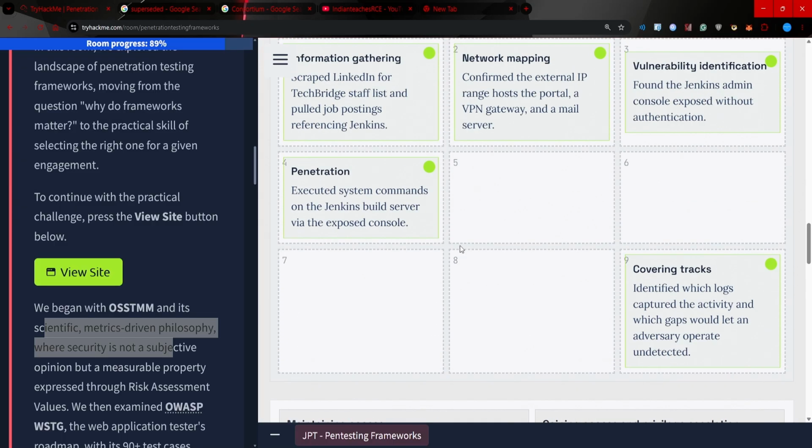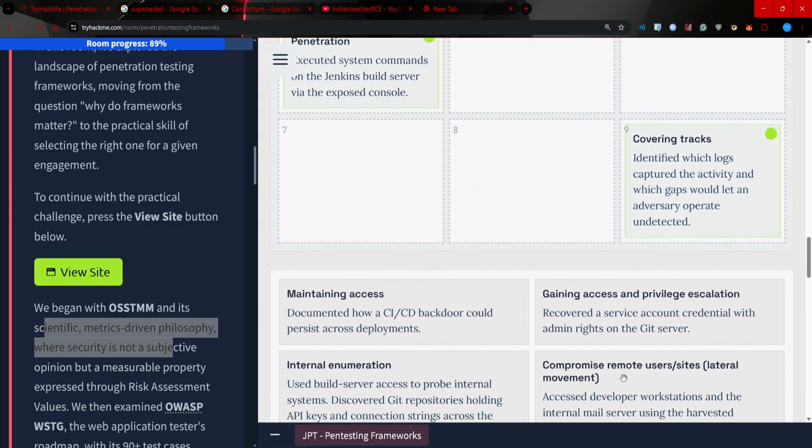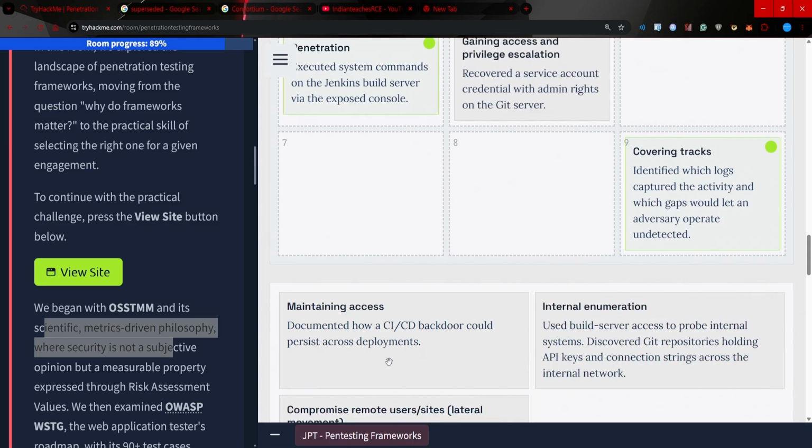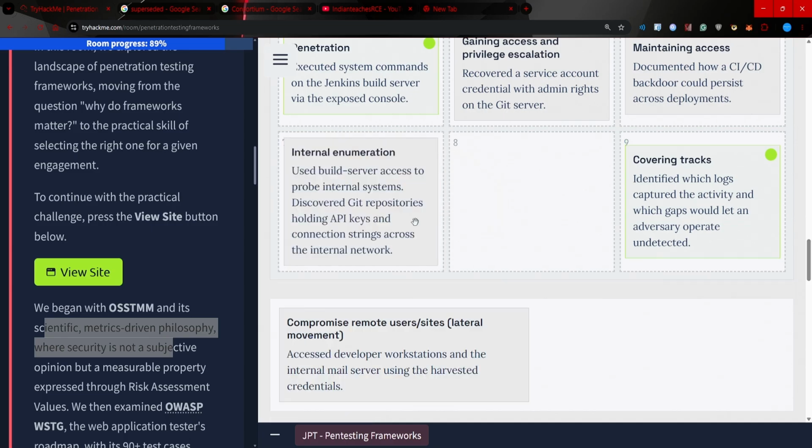So after penetration, I will of course do this. No, sorry, this. And then we will do this. Then we will do this. And then this.